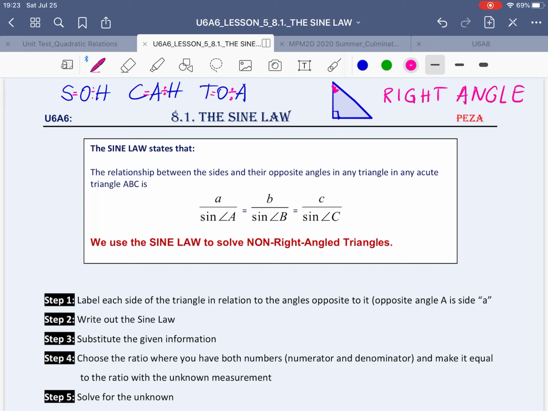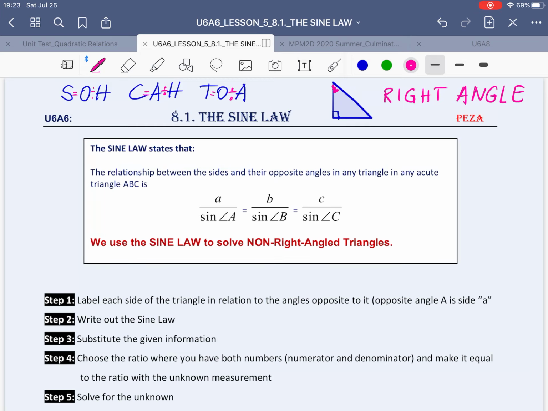How do we solve them? And can we use the relationship between side lengths and the angle in non-right angle triangles? And how would that work? So there are formulas that we use in non-right angle triangles. There are two of them. And the first one we're going to look at is the sine law.